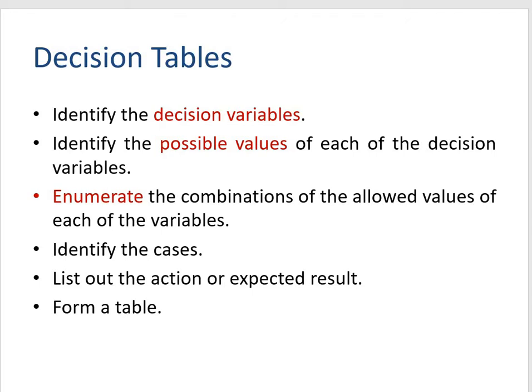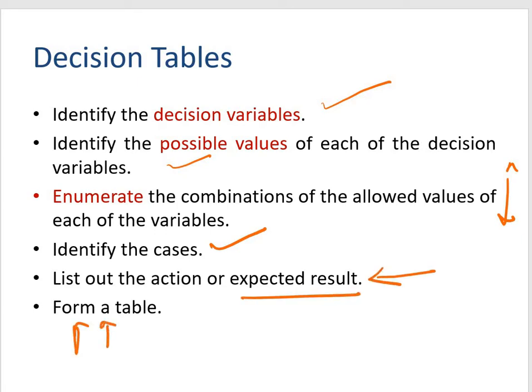So the first step is that I need to identify the decision variables, and afterwards I need to identify the possible values of each of the decision variables. Then further I need to enumerate the combinations of the allowed values of each of the variables. I need to identify the cases. Then further I need to list out the actions or expected results, and the last step is, based on this, I'll be forming a table.